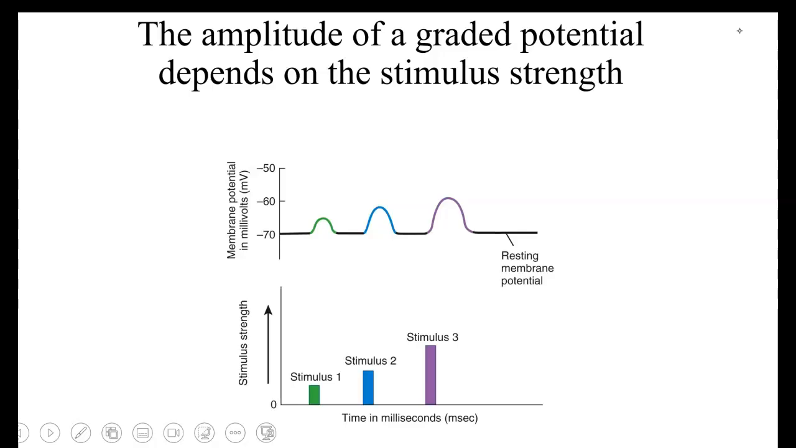And so amplitude of a graded potential is going to depend on the stimulus strength. So you come in, you have your resting membrane at negative 70 millivolts here. And so stimulus 1 comes in. Notice how if you look at the bottom, it's not as strong. You see a little rise in depolarization.